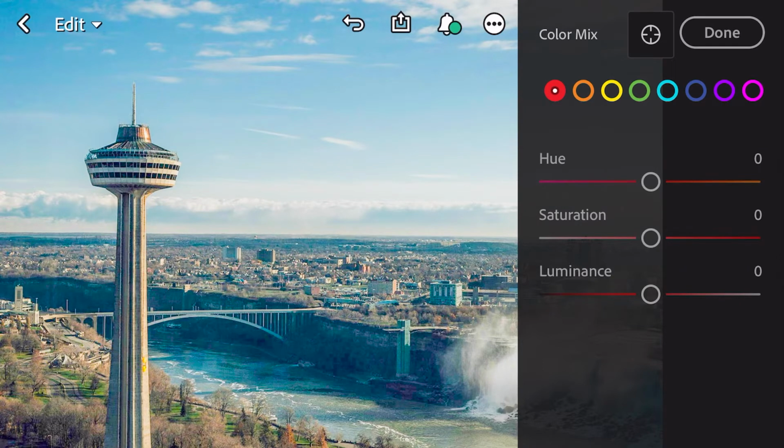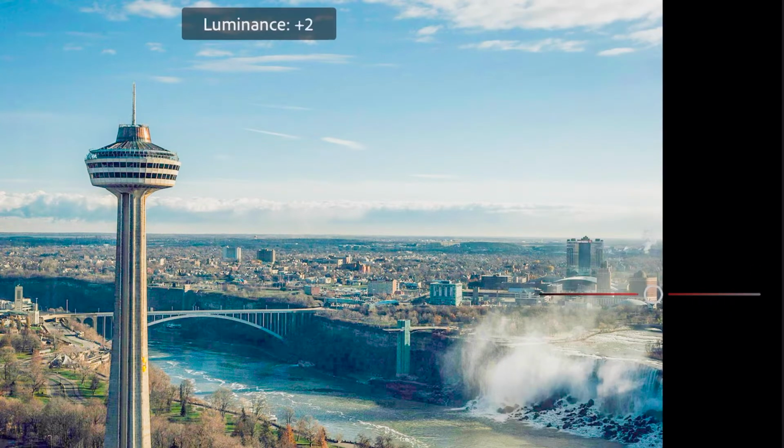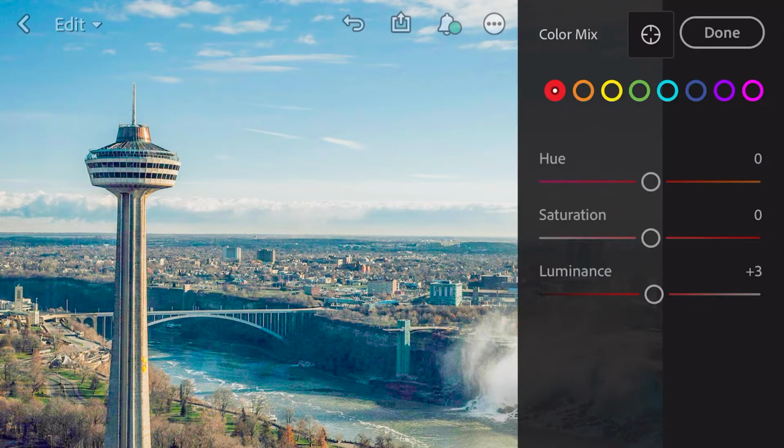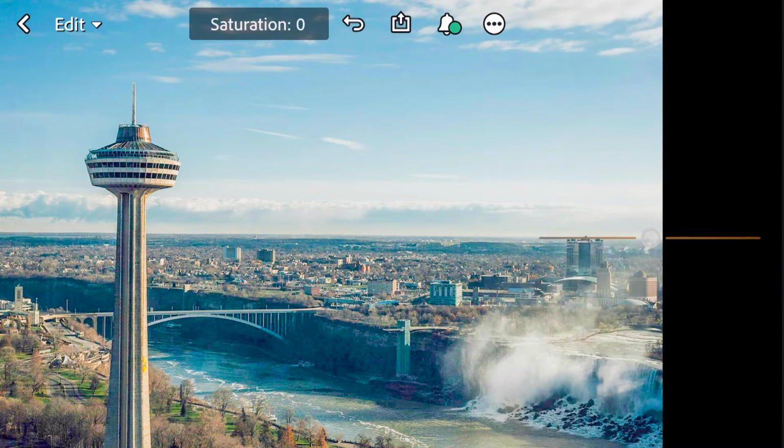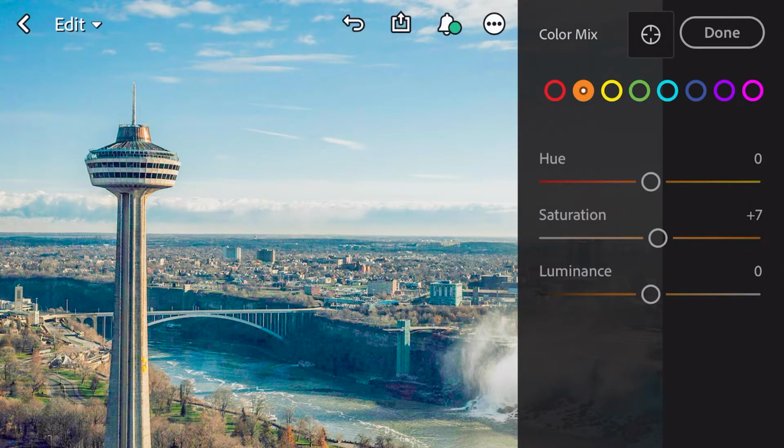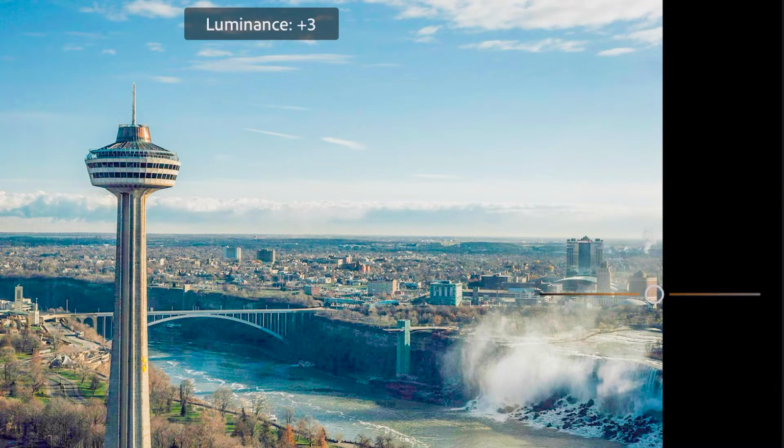First, go to red color. Luminance plus 3. Go to orange. Saturation plus 7. Luminance plus 2.